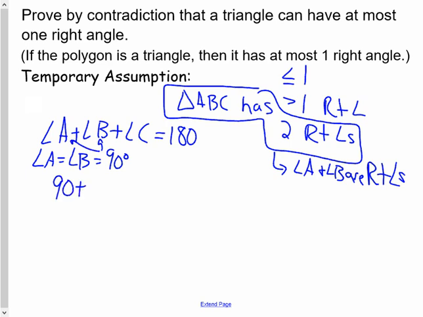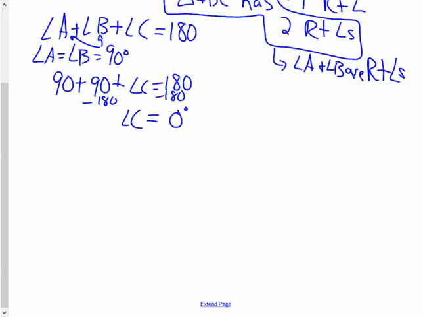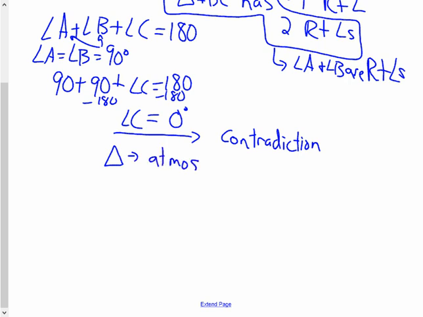So A was 90, so is B, and C still exists. Solving for angle C, we subtract 180 from both sides, and we get 0. Can a triangle have 2 right angles and a third angle of 0? Right, there's our contradiction. A triangle, by definition, and any polygon have to have positive non-zero angles. So therefore, if it's a triangle, it has at most one right angle. That was kind of our proof.